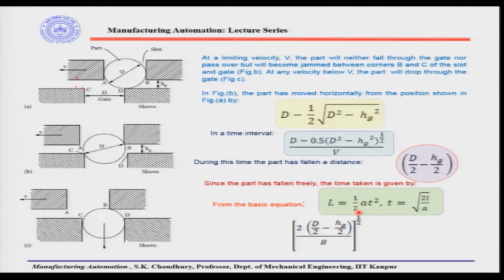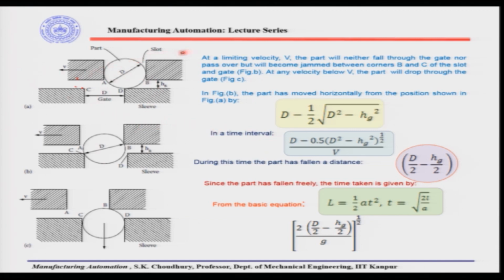So, here in this analysis what we said is that at a critical velocity the part may not fall and will actually clog or jam between the edges B and C. Now, if the velocity is below the critical velocity, then parts will actually fall through the gate, and the gate diameter is equal to the diameter of the part. If the velocity is more than the critical velocity, then the part by inertia will go past and will not fall in the gate. So, only at a velocity lower than the critical velocity will the parts fall, that is what we said.